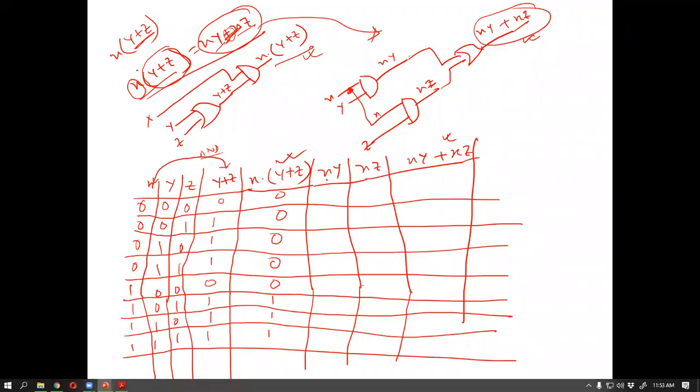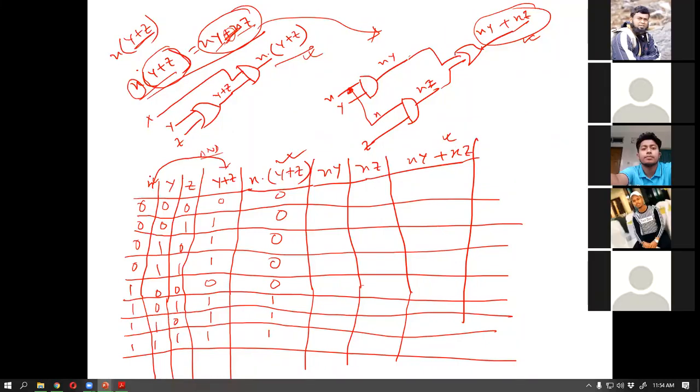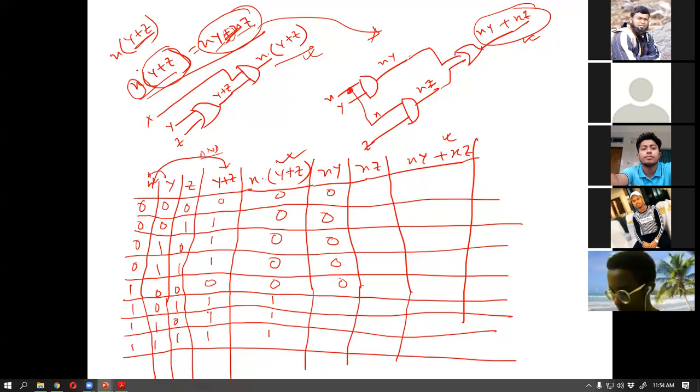Now this XY. XY is an AND gate. This line and this line is an AND gate. So two-line AND gate means zero, zero, so our output is zero. Zero, one, so output is zero. Zero, one, output is zero. Zero, one, zero, so this is zero. One, zero, zero. This is one, one, so one.